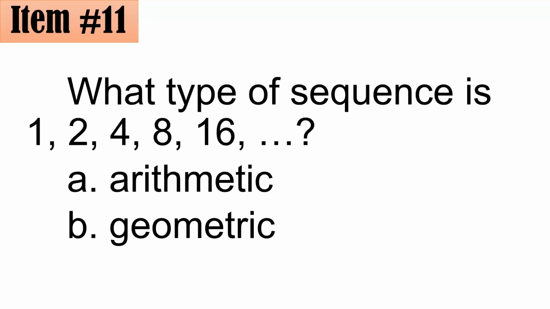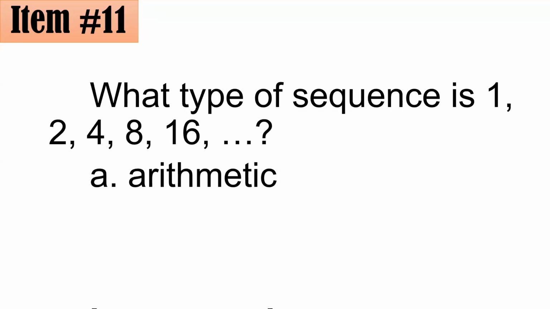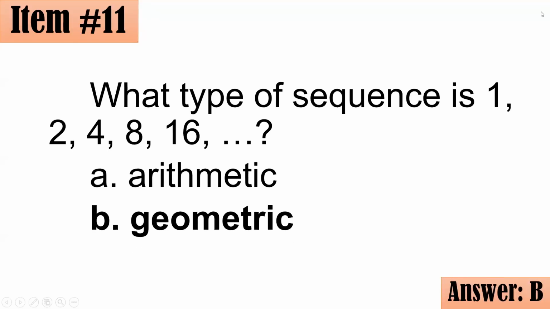11. What type of sequence is 1, 2, 4, 8, 16, and so on? Is it arithmetic or is it geometric? Okay, pabilisan nga talaga. Many people answered B. And since you could see from here that as you move from one term to the other, times 2, 2. 2 times 2, 4. Times 2, 8. Times 2, 16, and so on. You are multiplying by a certain constant value. And since you are multiplying from left to right, that is now a geometric sequence. Letter B.